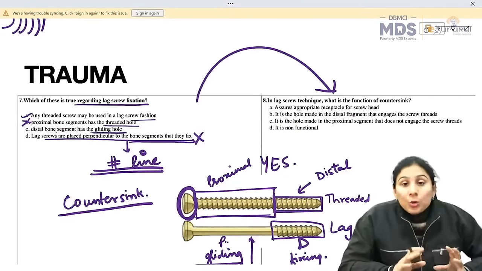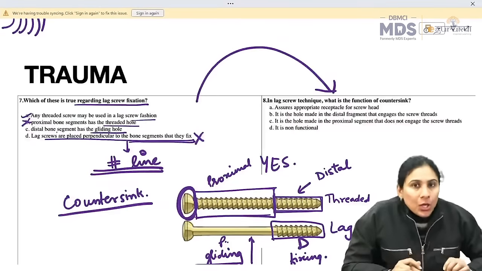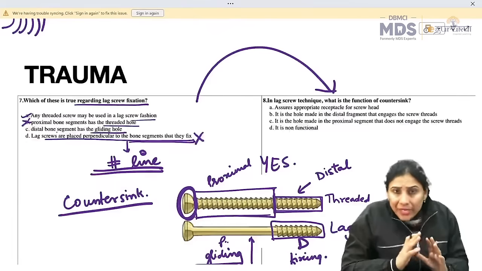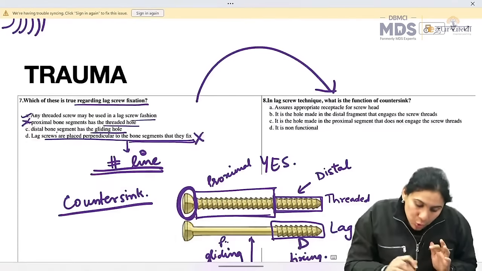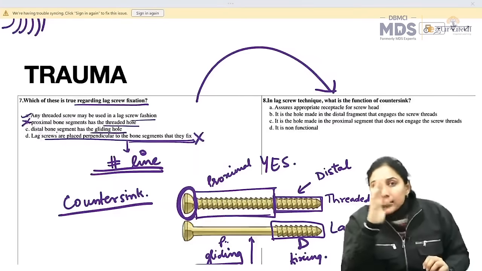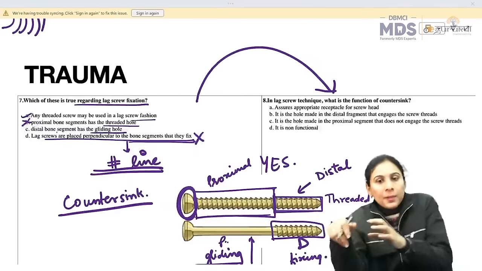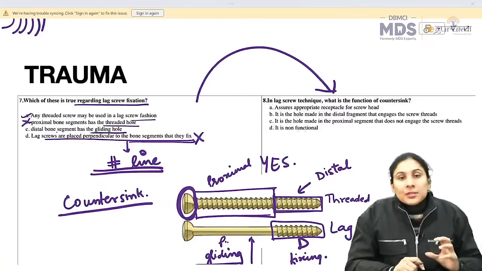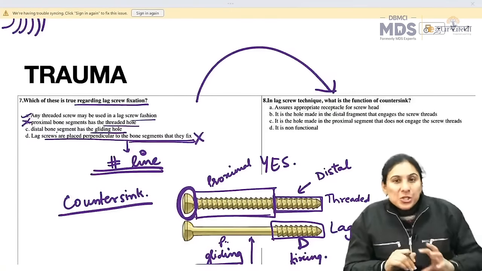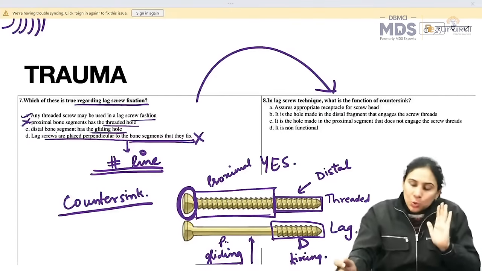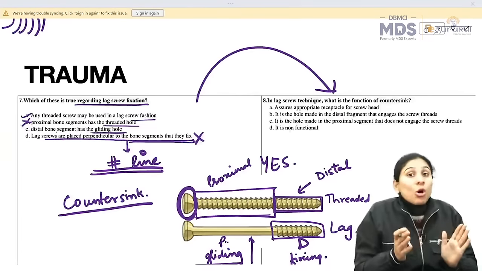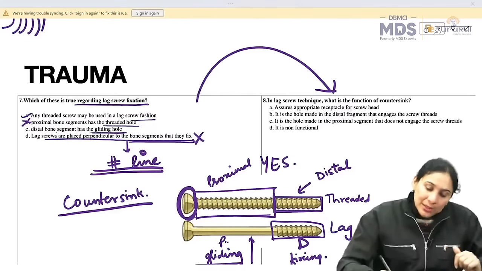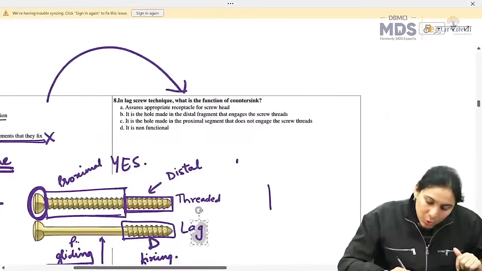Alright, so I hope you all know the concept of lag screw. If you have not understood it properly, you can go back to the recorded videos. We have taken up lag screw very, very nicely. Basically, it is a screw which has threads in the distal end, which will engage bone. It has no threads in the proximal end, so it will not engage bone. The function of lag screw is to pull the distal bone fragment towards the proximal bone fragment and cause compression. The rule for using lag screw is that it should be perpendicular to the fracture line.